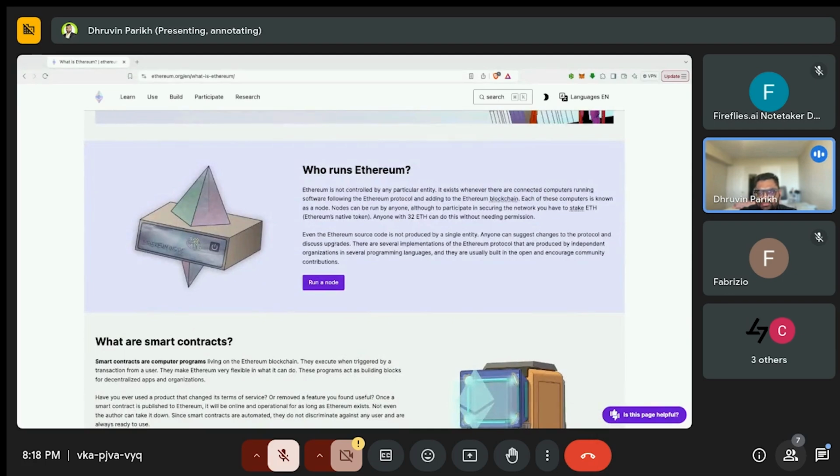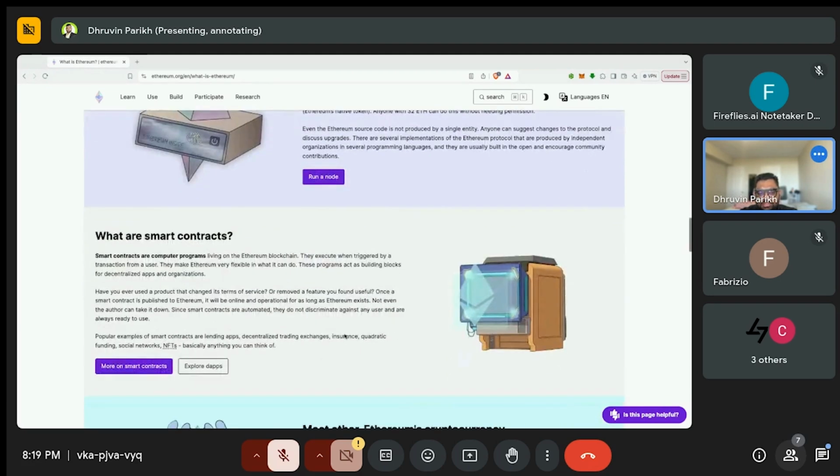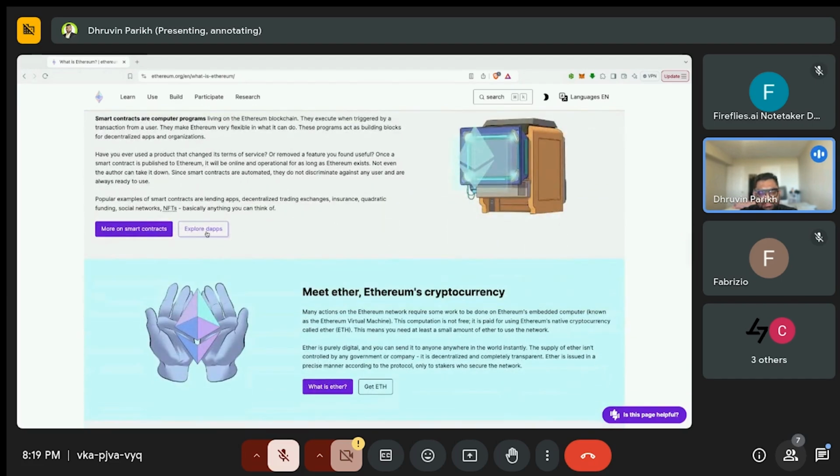So there is no centralized party who runs Ethereum, right? If you stake 32 ETH, you will be able to participate in block proposal on Ethereum. You know what smart contracts are. There are a lot of dApps.